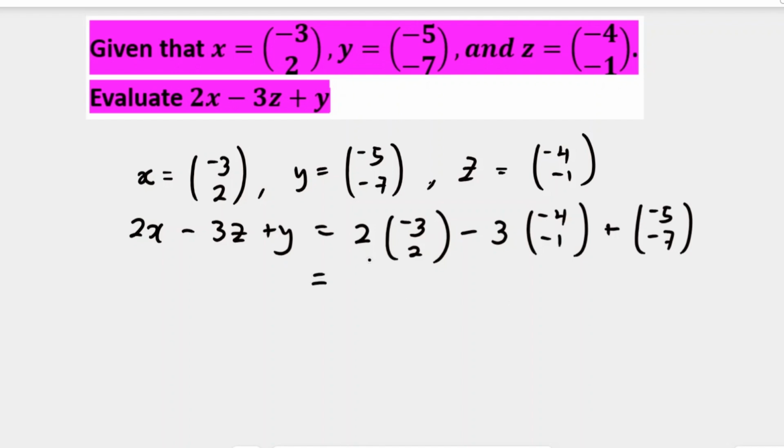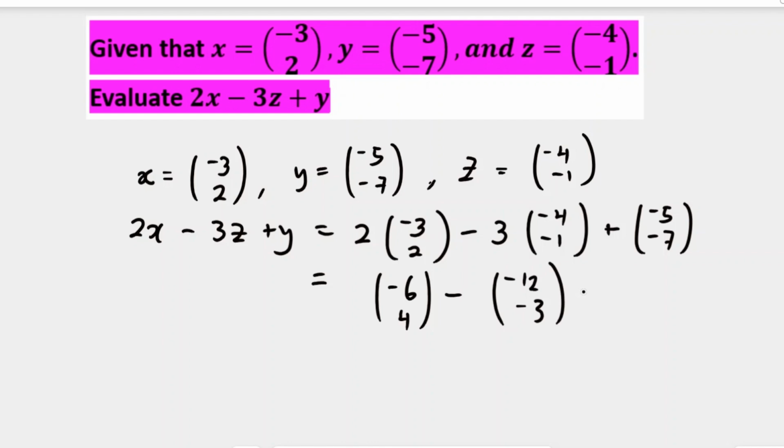Now let's multiply our scalars by the vectors. So let's begin with the first one. 2 times -3, we're going to get -6. And 2 times 2 is going to be 4. We come to the next one. Here you have to be careful. This is -3, but we don't take it to be -3. We just write a minus sign here. Take it to be 3. So 3 times -4, we're going to get -12 here. And 3 times -1 is going to be -3.